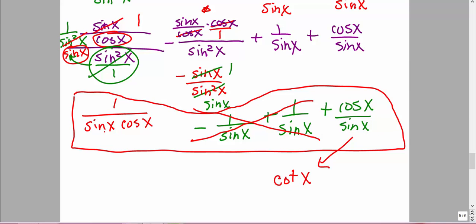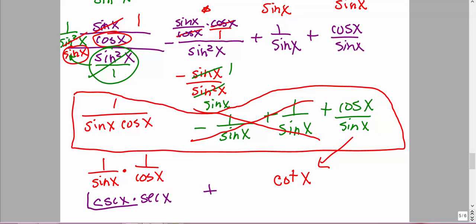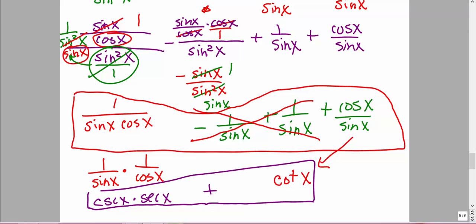And then we have 1 over sine x cosine x. Let's separate that into two separate fractions. That would be 1 over sine x times 1 over cosine x. And 1 over sine x, of course, would be equal to cosecant x, and 1 over cosine x would be equivalent to secant x. So we have cosecant x, secant x plus cotangent x.